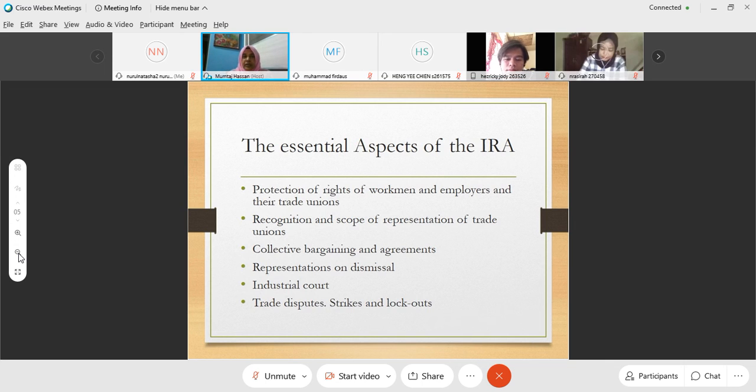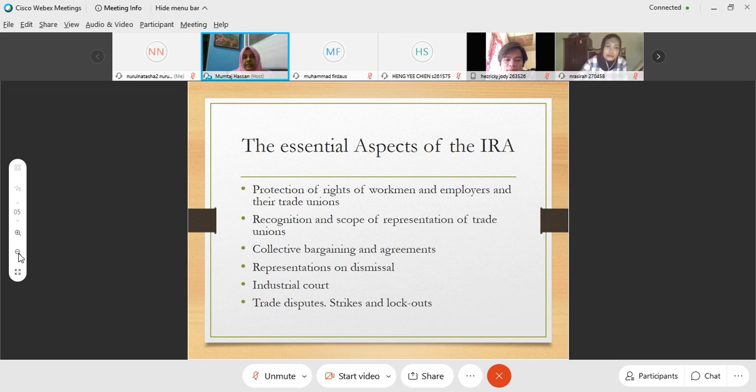Then what aspects does the Industrial Relation Act cover? It protects the workers' rights and employers' rights on trade union matters, and on recognition and scope of representation of trade unions. That means if you want to form a trade union at the workplace and ask for recognition, the process is stated under the Industrial Relation Act. Then how to make a collective agreement. Maybe the HR students in semester 4 or 5 have learned the legal procedure: collective agreement, bargaining and agreement.